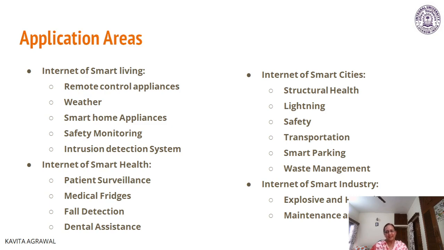Then we are always hearing about smart cities these days. We hear about Internet of Smart Cities. In Internet of Smart Cities, we have structural health systems. Every building has some structure, and we are trying to monitor the health of that structure. There are a number of vibrations. Maybe there was an earthquake in the city, or some heavy traffic passes nearby, which causes vibrations in the environment, which is affecting our building.